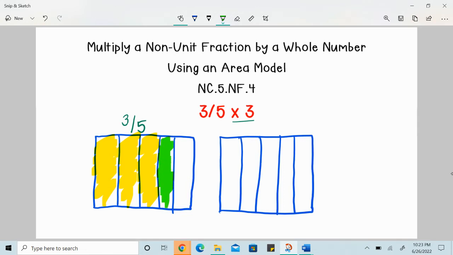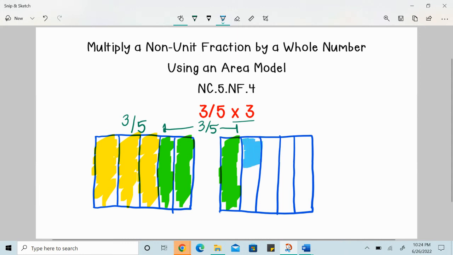So there's 1/5, 2/5, 3/5. And again, you may also want to label that. So I'll go ahead and do that. Here is another group of 3/5. And now since this is 3/5 times 3, I know I need to shade 3/5 one more time. So that would be 1/5, 2/5, 3/5. And I can label that group as well.